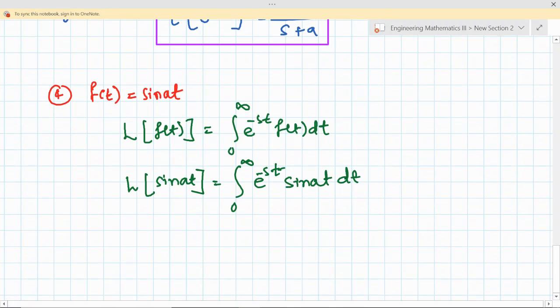Now a very basic result from integration that we have: the integration of e raised to ax into sine of bx is what?